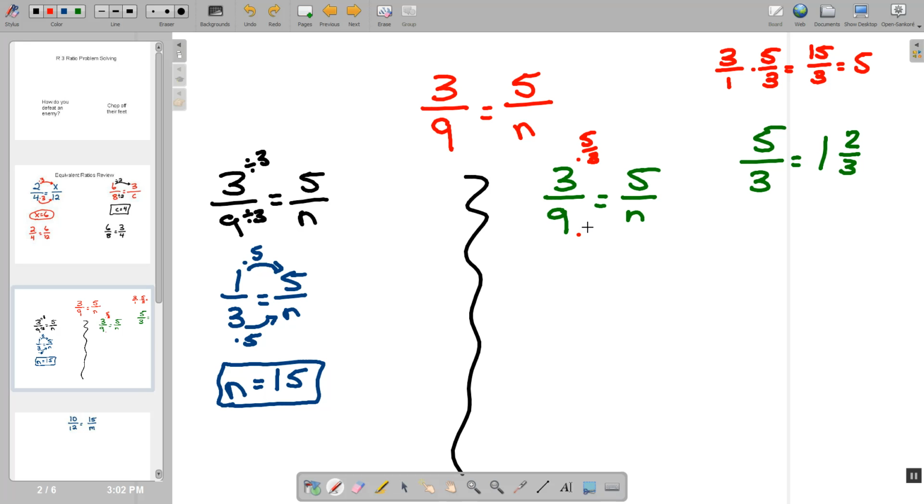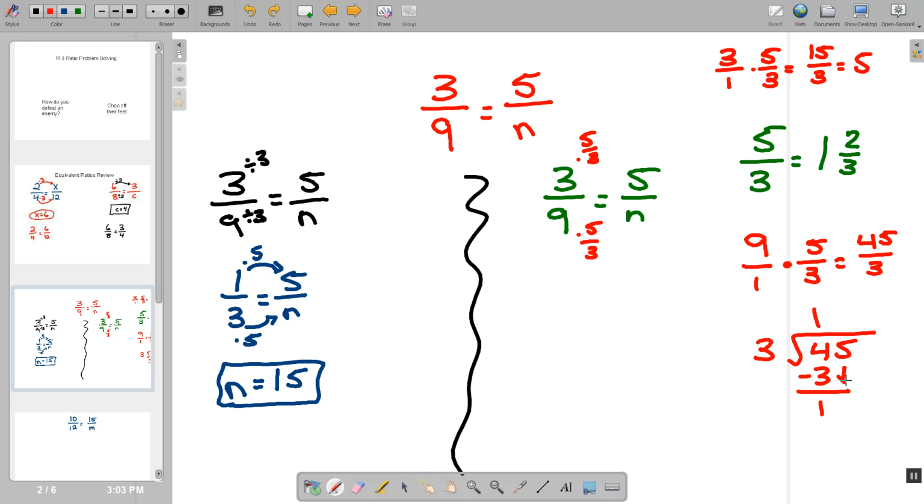Therefore, if I take 9 times 5/3, I should get my value of n. So 9 wholes times 5/3 gives me 45/3, which I'm going to do long division here to try to solve this.